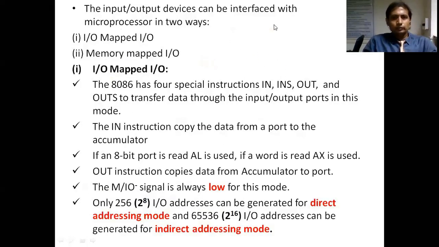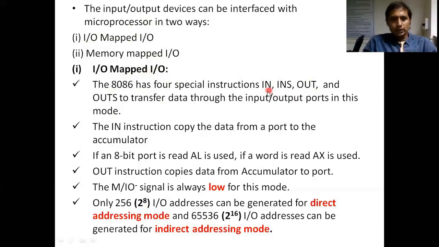Now here, we can observe that input or output devices can be interfaced with the microprocessor in 2 ways. This is a very important point to consider. One is called IO mapped IO, and the other is memory mapped IO. Let us see what IO mapped IO is in detail. IO mapped IO means we use 4 special instructions called IN, INS, OUT and OUTS. Only these instructions are used in IO mapped IO.